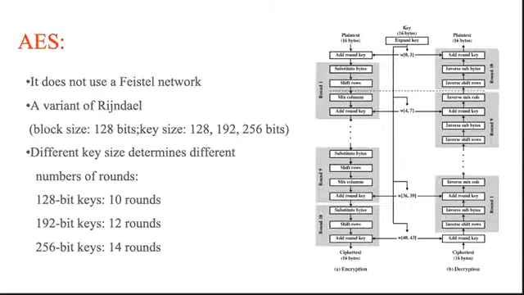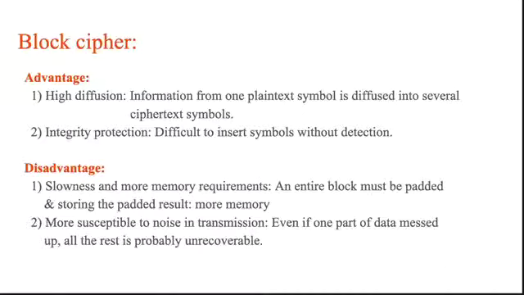AES abandons the Feistel network and uses a variant of Rijndael. Its block size is increased to 128 bits with three choices of different key sizes. The more bits the key has, the more rounds the cipher has. For block cipher, high diffusion is one of its advantages. Another one is integrity protection. It is possible to detect illegal symbols inserted by the attacker since every bit will affect the final ciphertext.